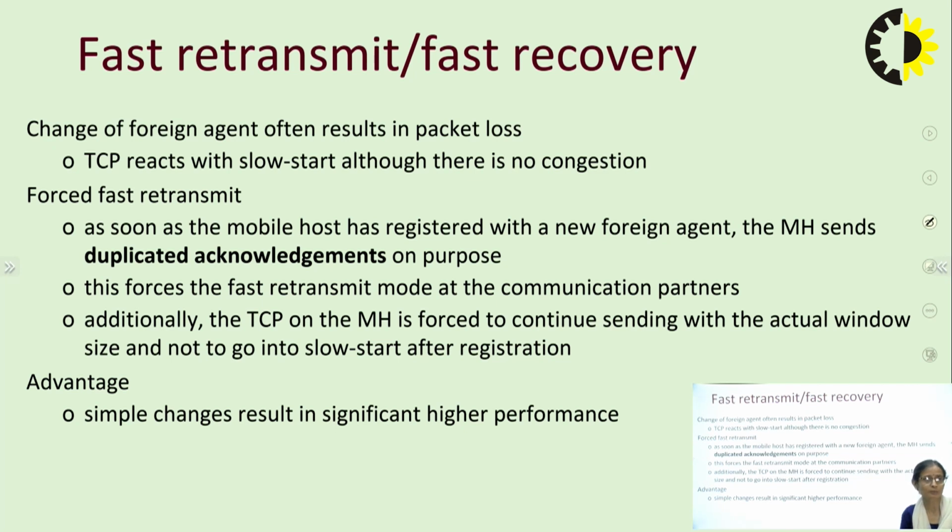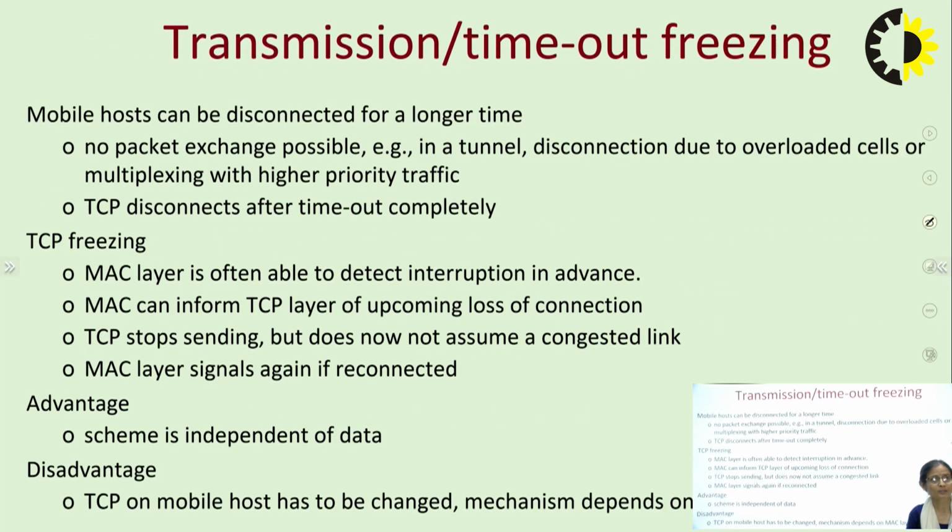That is, as soon as the mobile host has registered with a new FA, the MH sends duplicate acknowledgements on purpose. This forces fast retransmit at the communication partners. Additionally, the TCP on the MH is forced to continue sending with the actual window size and not to go into slow start after registration. The advantage is that simple changes result in significantly higher performance.